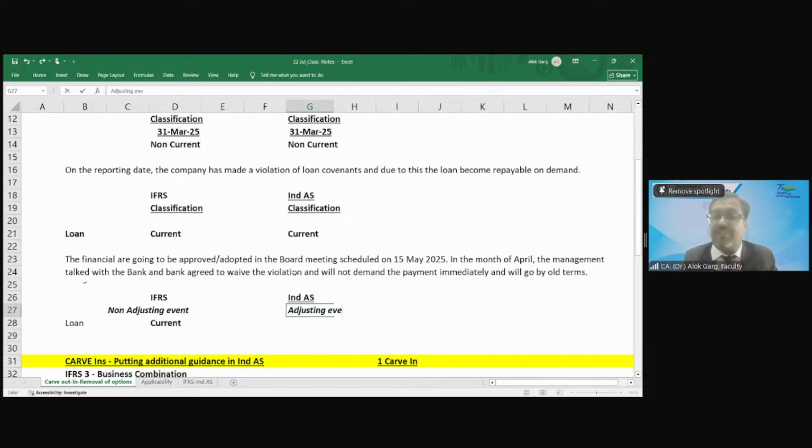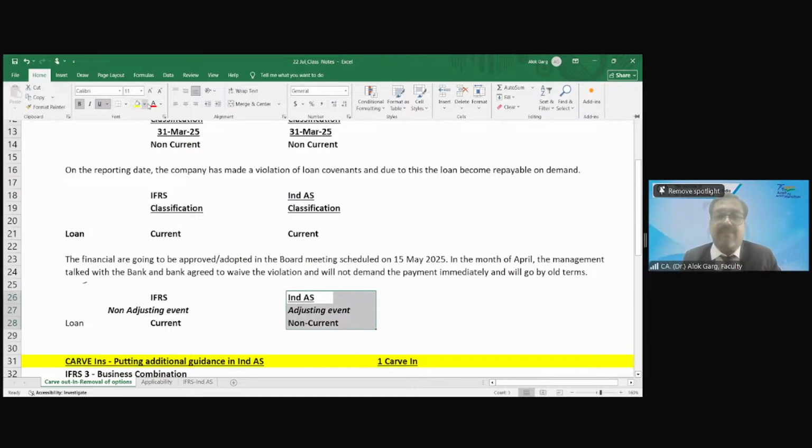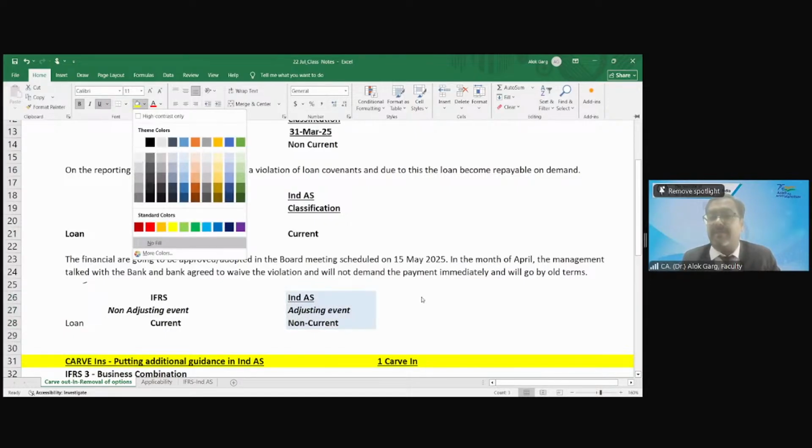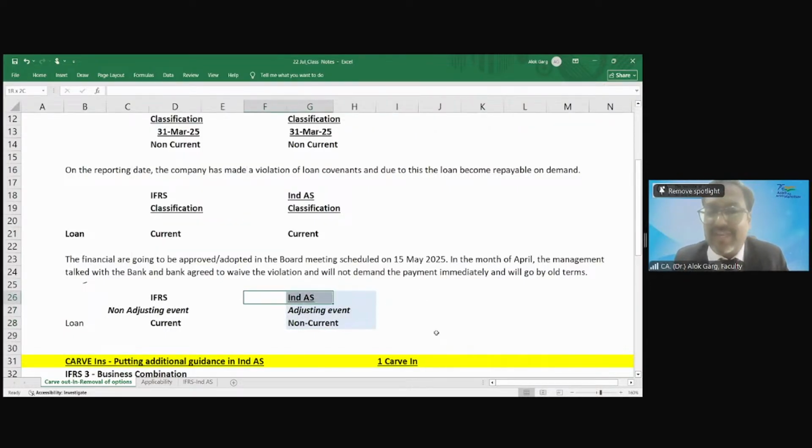And the original nature of this loan was long-term, non-current. Okay. And before approval of the financial statements, we have also talked with the bank. So when we took the loan, it was non-current, and as of now, at the time of approval of the financial statements, it is also long-term. It is also non-current. So we will treat this event as an adjusting event, and we will continue to show this loan as a non-current loan. This is the change which we have taken, and there is a difference in the accounting treatment, and hence it is called a carve-out.